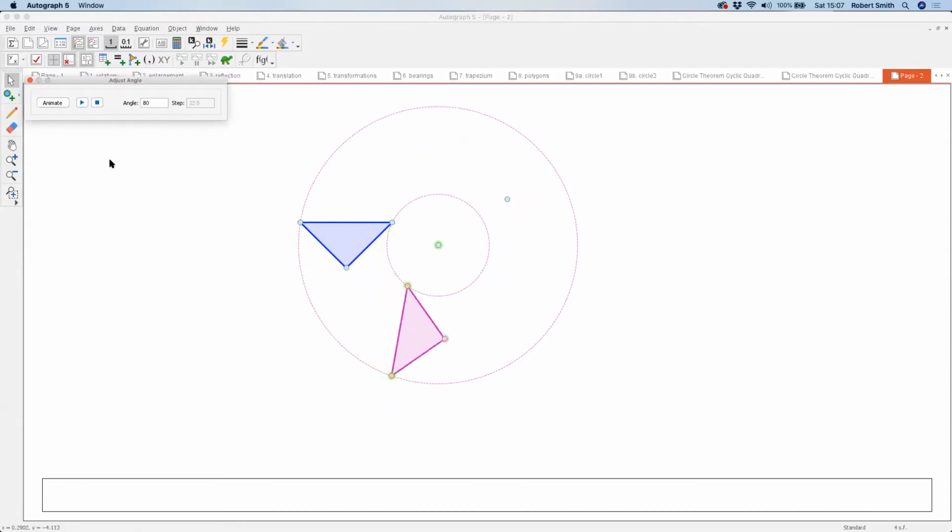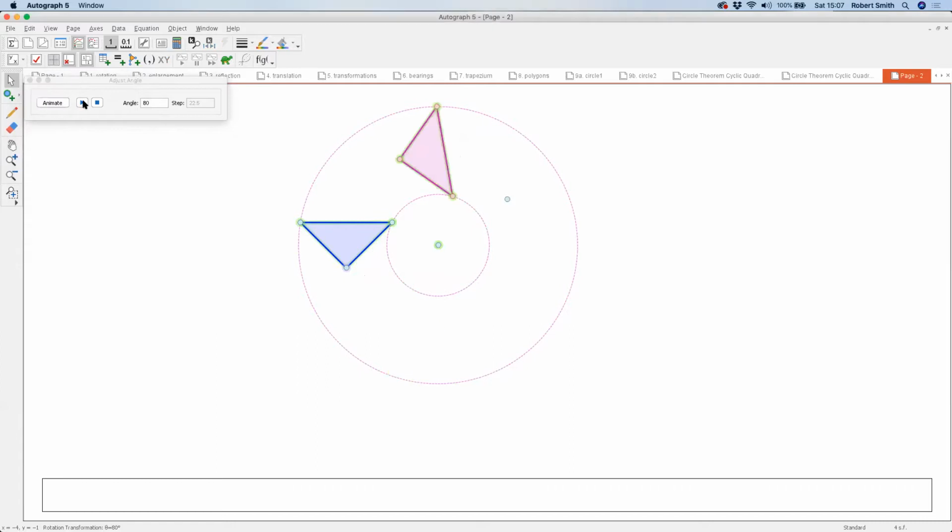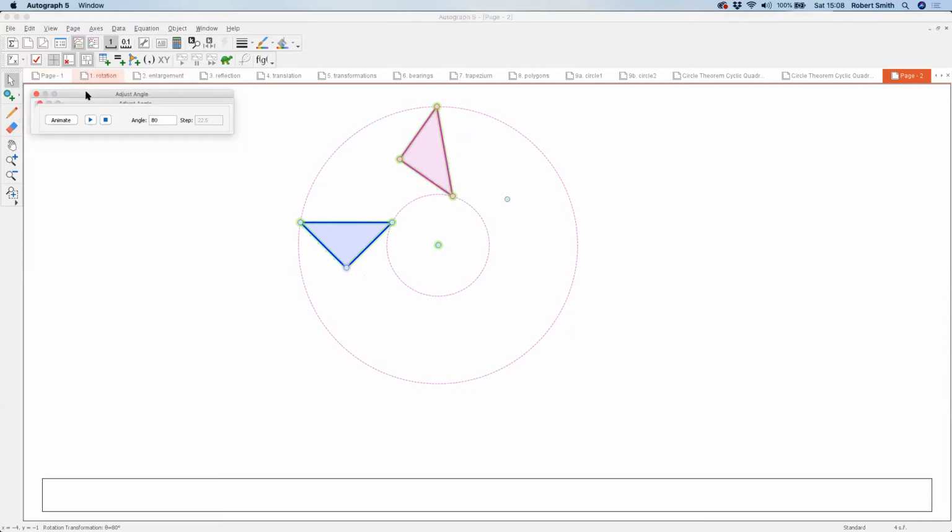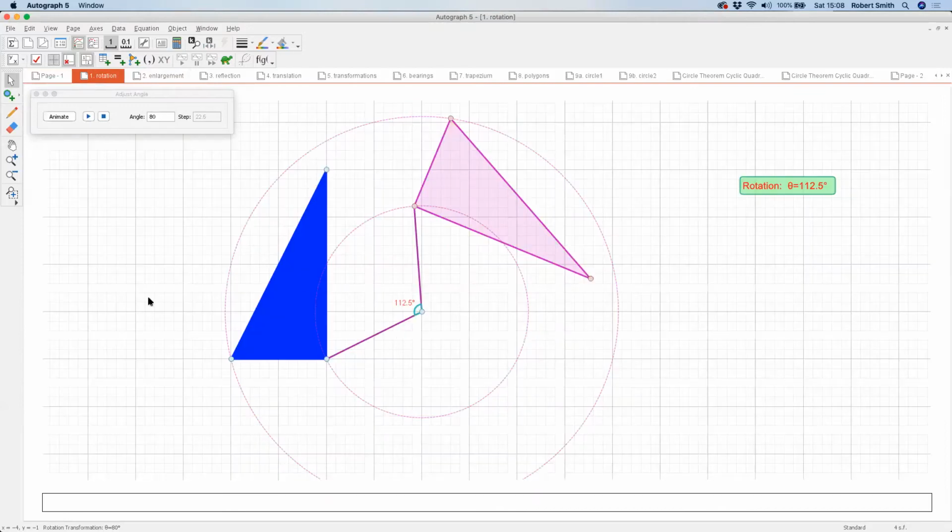I can show that that's going in an anti-clockwise direction. I can stop that, and if I wanted to, I can change the direction as well. So as you can see there, that rotation and animation is really simple to create. We've created some examples here that we've just run through. We can measure the angle of rotation and display that.